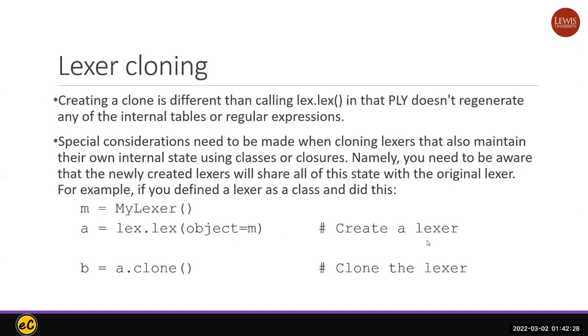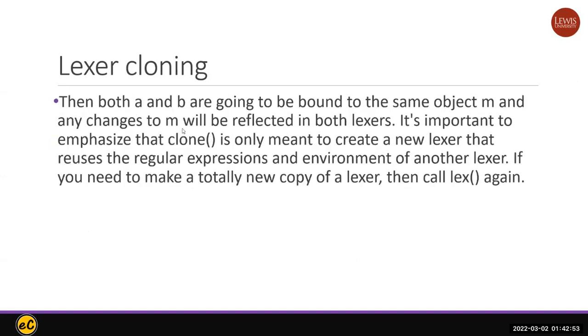To create the object, you have a class, and you create an object. Okay, you can also call the Lexer and clone the Lexer using that generation function. Okay. So this one is a little bit complicated. Okay. So then both the A and B are going to be bound to the same object.